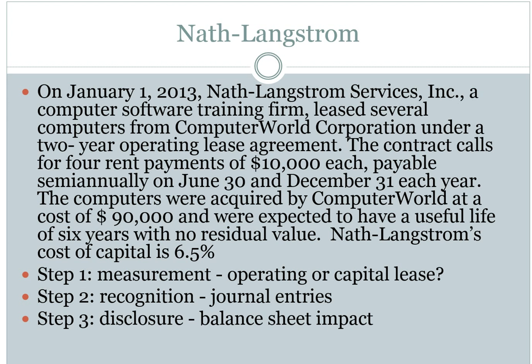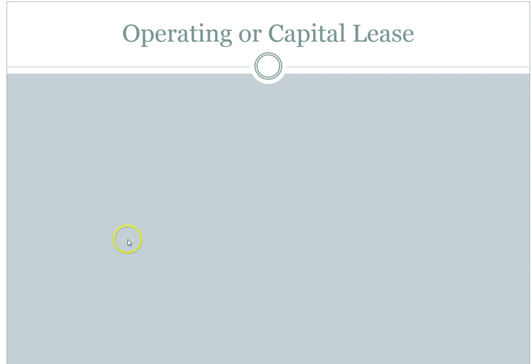Alright, so first step is this measurement issue. Is this an operating or a capital lease? So we're going to go through each of the 4 criteria. Remember, the 4 criteria are, does title transfer? Is there a bargain purchase option? Is the lease term greater than or equal to 75% of the useful life? Or is the present value of the lease payments greater than or equal to 90% of the fair market value? Alright, so the first question then is, does title transfer?